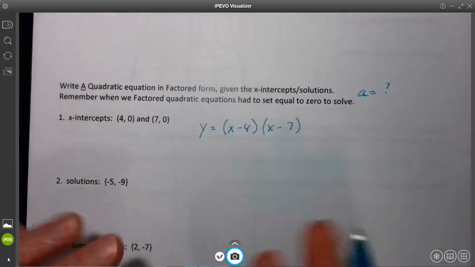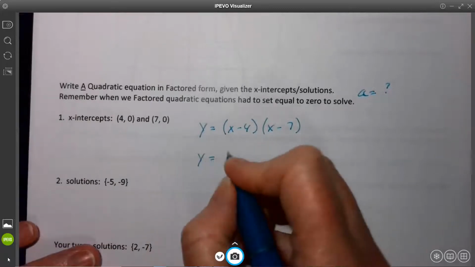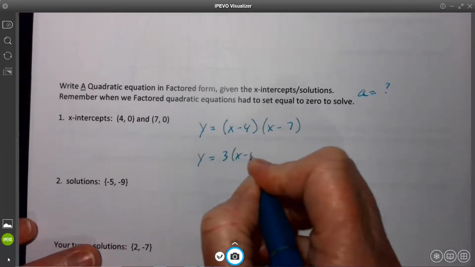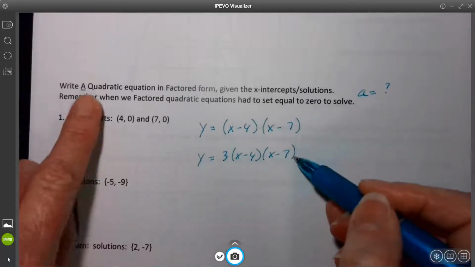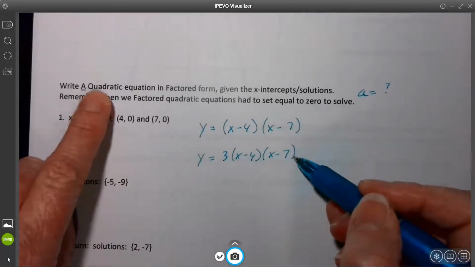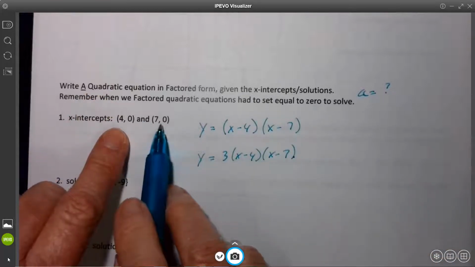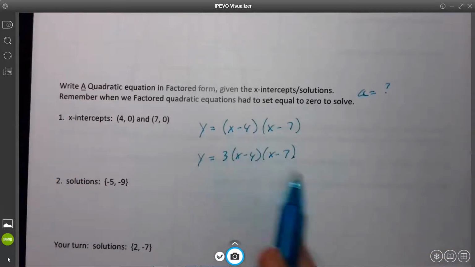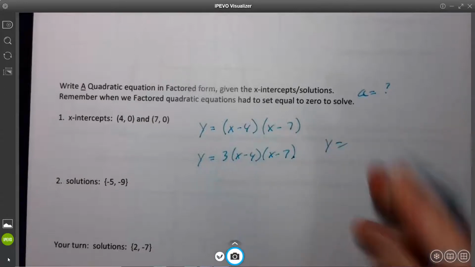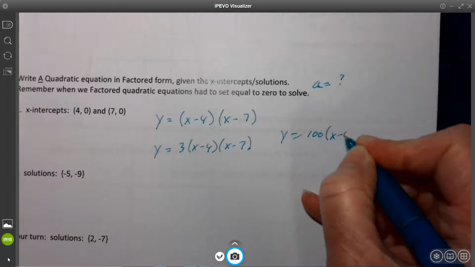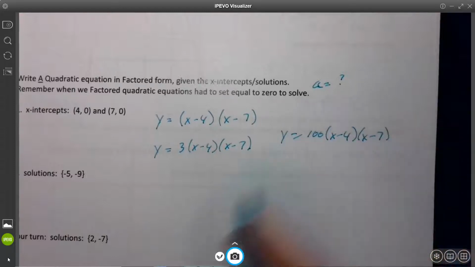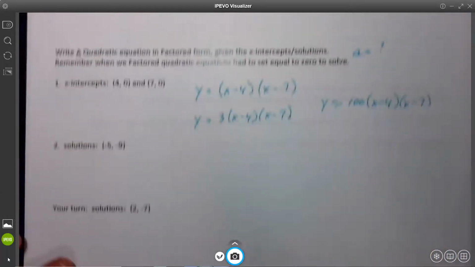That is an example of one. We could also write y is equal to 3 times (x minus 4)(x minus 7). This could also be a quadratic equation for this information. Because we don't know anything more, you can write y equals, and I know some of you smart alecks might, y is equal to 100 times (x minus 4)(x minus 7). If all I ask for is a quadratic equation, you have several options.